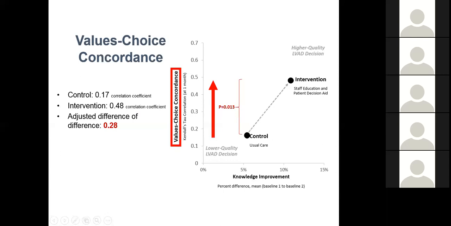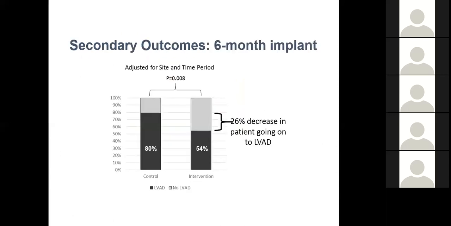So for the patients, we did improve decision quality. Secondary outcome, and this was pretty interesting and is politically interesting too. We weren't trying to change the LVAD implantation rate. That's not the goal. But in the intervention arm, there was a 26% absolute decrease in people who actually went on to get an LVAD.